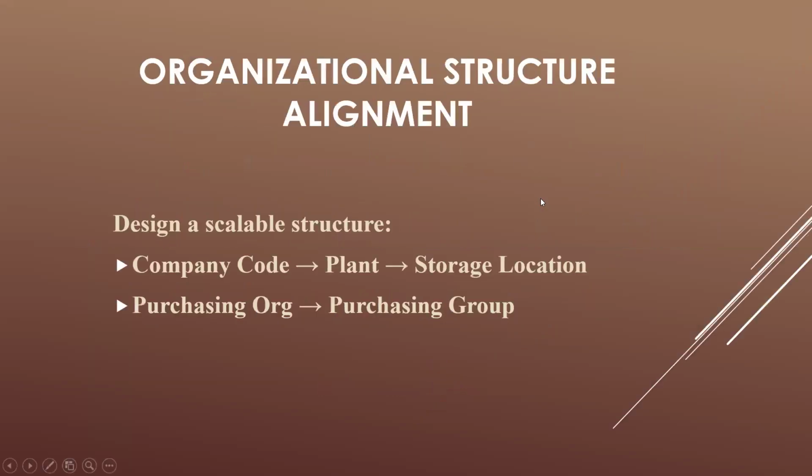The first one, organizational structure alignment. Design a scalable structure: company code, plant. There can be more than one plant. In any country, if you are implementing any project, there can be more than one plant, and more than one plant can have more than one storage location.